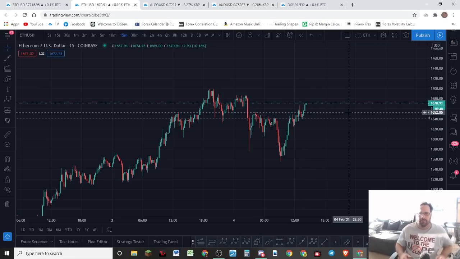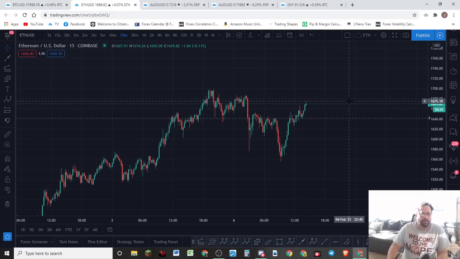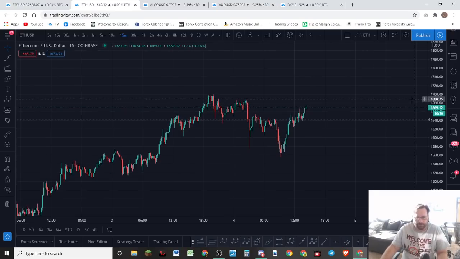Those of you who want some TA on Ethereum, this is the micro TA. We'll look at it in light of the macro once we're finished. We'll also take a look at Bitcoin at the very end, so stay tuned. I'll give you some Bitcoin analysis as well and show you what we're looking at there. So with that being said, let's jump into the chart.